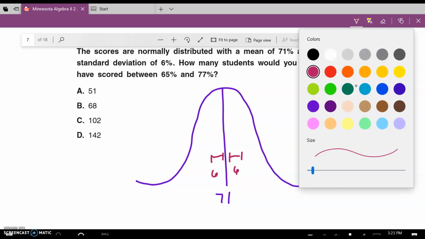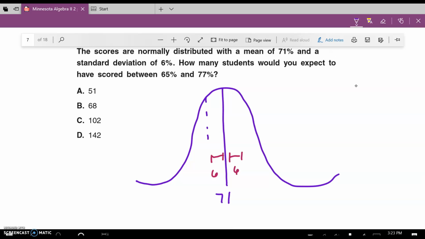So that means that the next part is going to be 6 from 71. So 71 minus 6 is 68. No, I'm sorry, 71 minus 6 is 65. And then 71 plus 6 is 77.